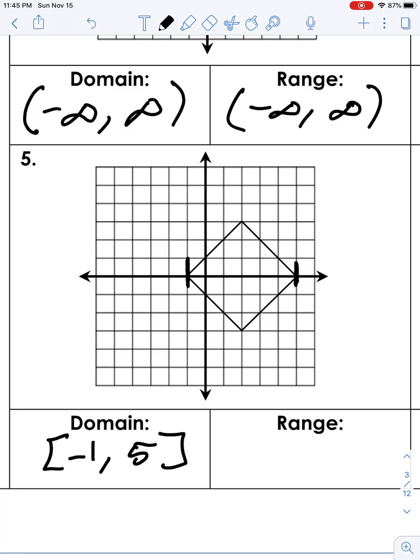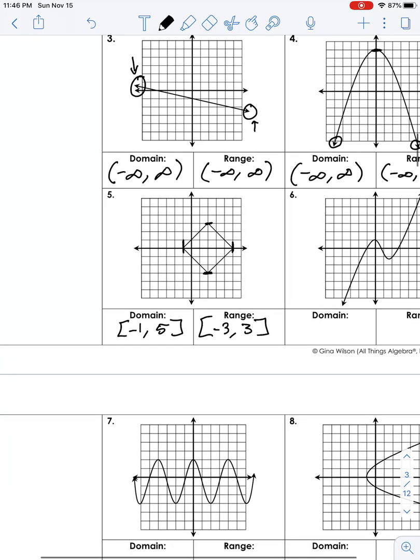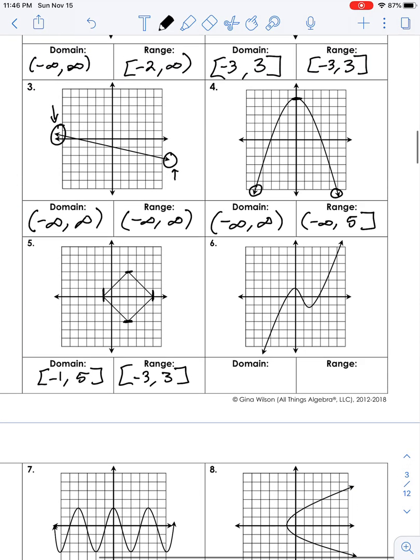Now we do the range. Range is low point, so count down to that. So 1 to negative 3. And then we have a true high point, so count up to that. 1, 2, 3. So there's my domain and range. From negative 1 to 5 is my domain. Negative 3 to 3 is my range.